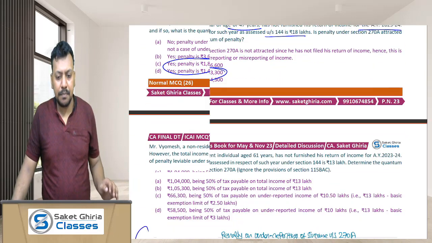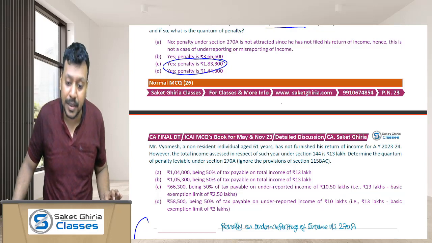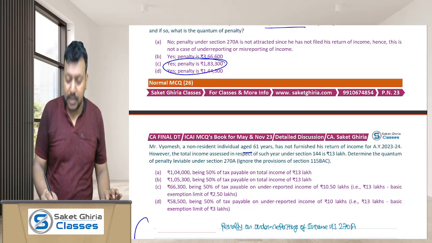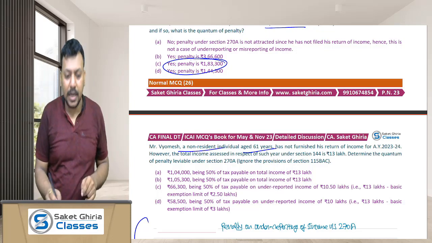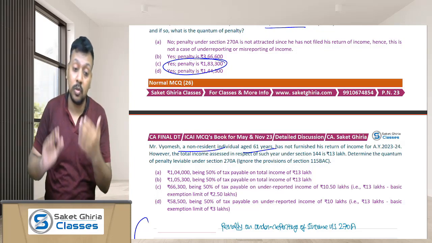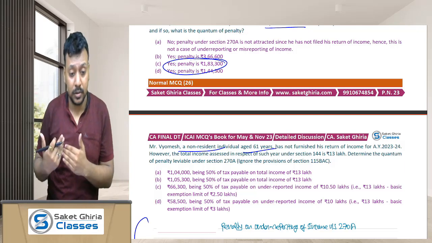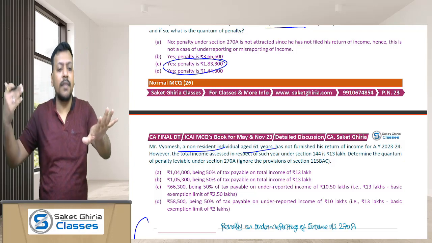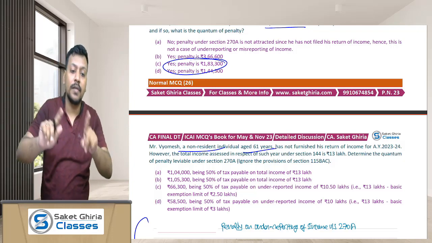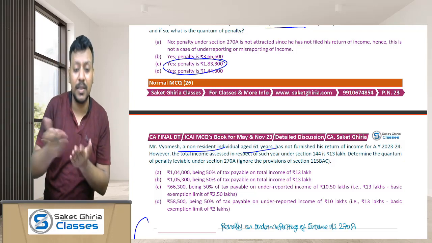Moving further quickly, Mr. Vyomesh, a non-resident individual of 61 years. Sir, 61 years, basic exemption limit 3 lakh. No dear, he is non-resident. For him, the slab rate would be only of rupees 2,50,000 irrespective of his age. The higher slab rate of 3 lakh and 5 lakh is applicable only in case of resident individuals, only in case of resident individual and HUF.